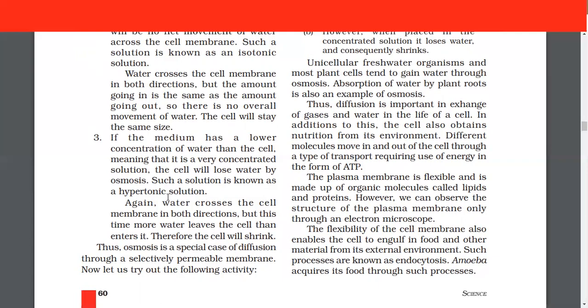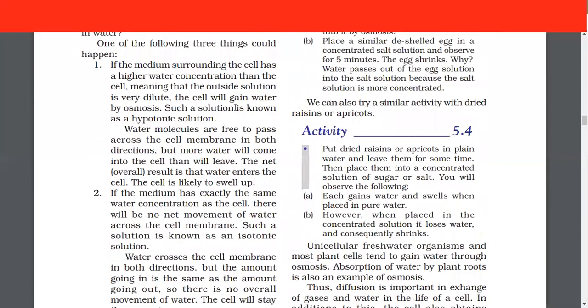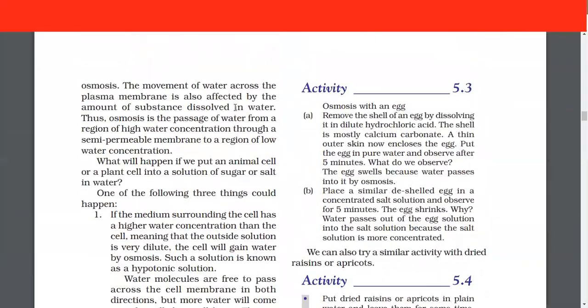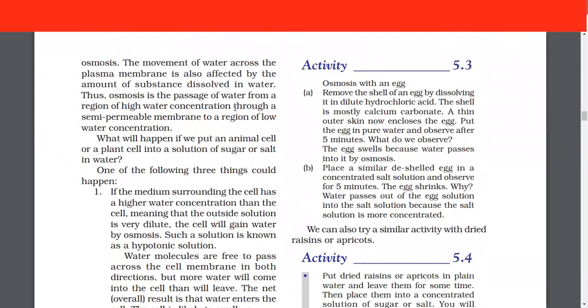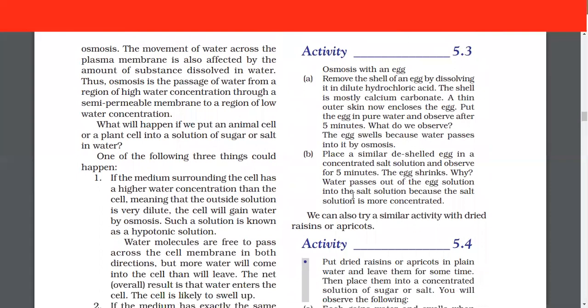Now let us try out the following activity. Activity 5.3. Osmosis with an egg. Remove the shell of an egg by dissolving it in dilute hydrochloric acid. The shell is mostly calcium carbonate. A thin outer skin now encloses the egg. Put the egg in pure water and observe what happens after 5 minutes. What do you observe? The egg swells because water passes into it by osmosis.